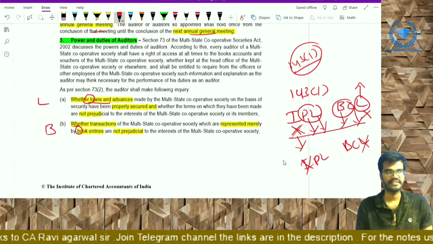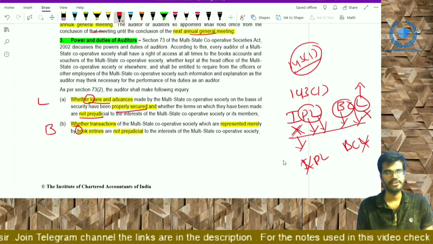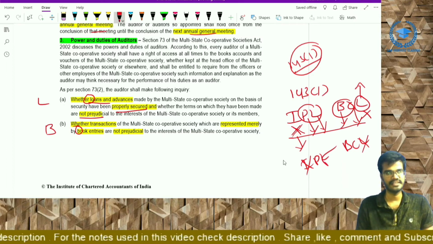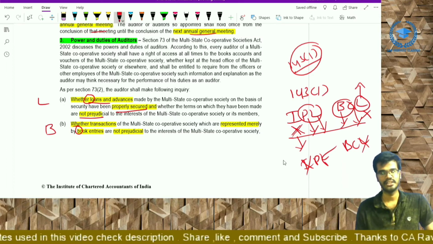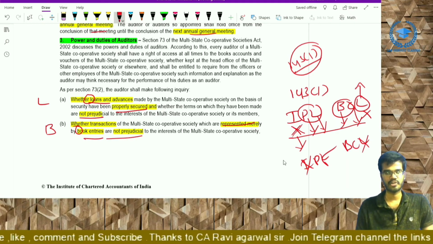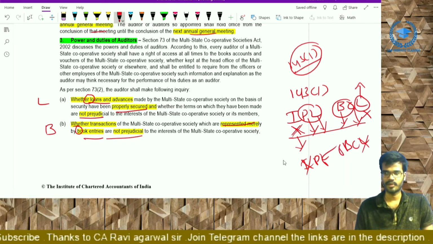We'll see the loans and advances are properly secured and not prejudicial to the interest of the multi-state cooperative society. That is L is finished. And next one is B, whether the transactions in the Multi-State Cooperative Societies Act are represented merely by book entries or not, prejudicial to the interest of the society. That is our B point.